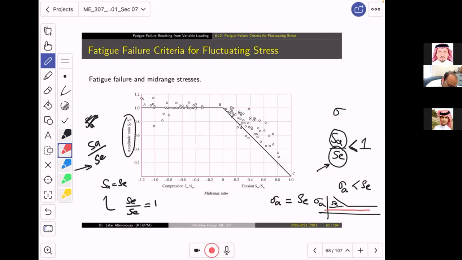Now what if SA divided by SE is greater than one? معناها أنت عندك finite life, صح ولا لا؟ Your load is, your amplitude is higher than the endurance limit amplitude. معناها you will have finite life. صح? Okay.